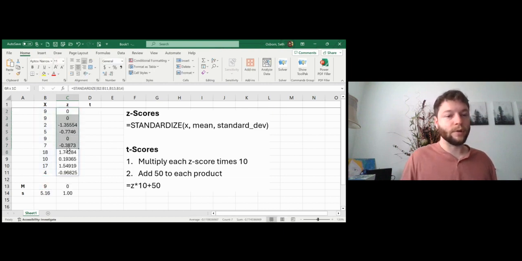It calculates the z-scores for all of those scores. And you can see the mean is 0 and the standard deviation is 1, as we knew it would be.